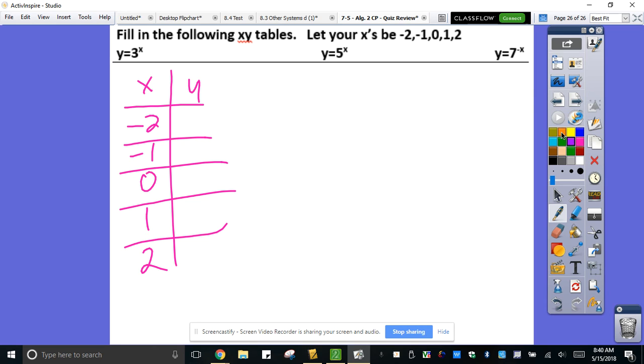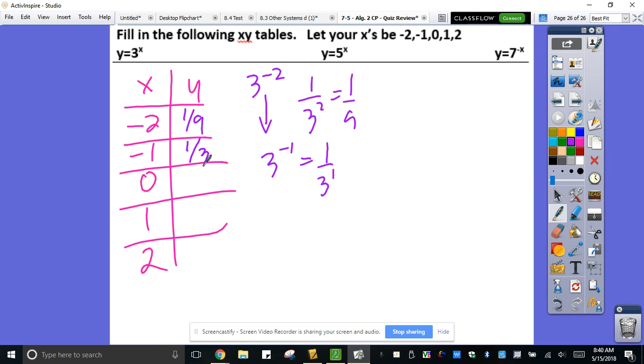So you need to plug in the negative 2 right there. Remember, 3 to the negative 2 is a negative exponent. That's why this has to go down. So 1 over 3 squared. 3 squared is 9. So the answer is 1/9 here. Same thing with negative 1. 3 to the negative 1 is a negative exponent, so it has to go down. Becomes 1 over 3 to the 1. What's 1 over 3 to the 1? It's 1/3.